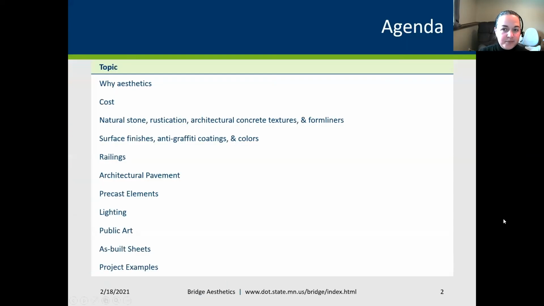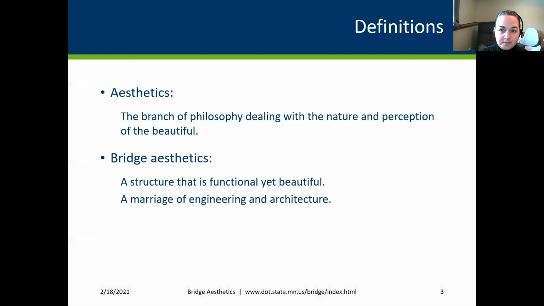So here's what we're going to talk about: the why of aesthetics, because there's a lot of controversy over aesthetics sometimes, and whether or not it's necessary. Then we'll go into all of the different features that make up aesthetics and that we use. Then talk a little bit about some of the other nuanced stuff like lighting and public art, and then go through a few project examples because that tells you the process that we go through as designers to create these types of features.